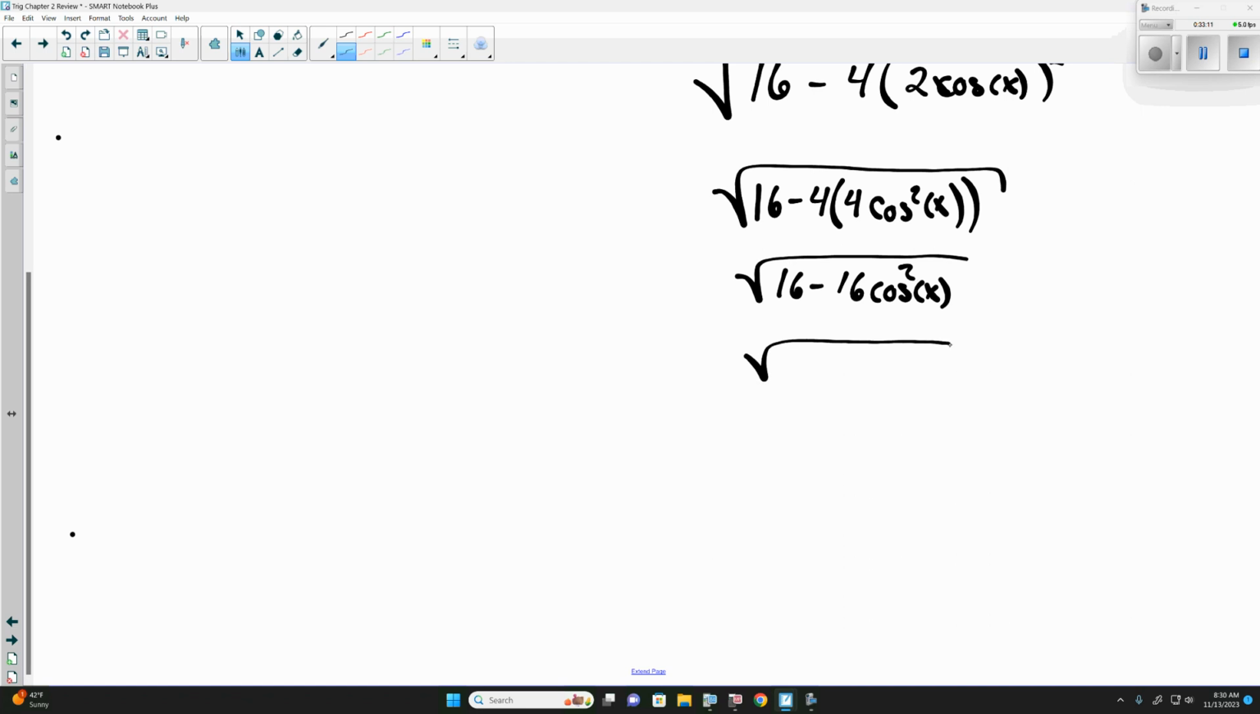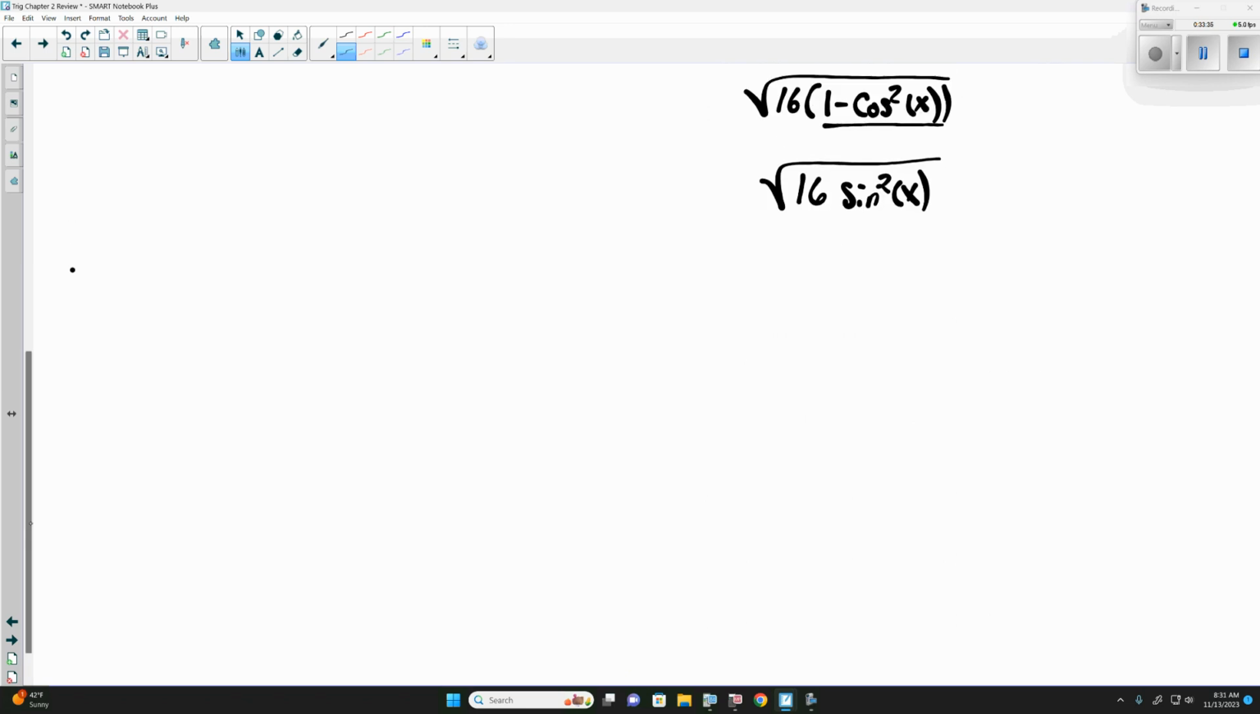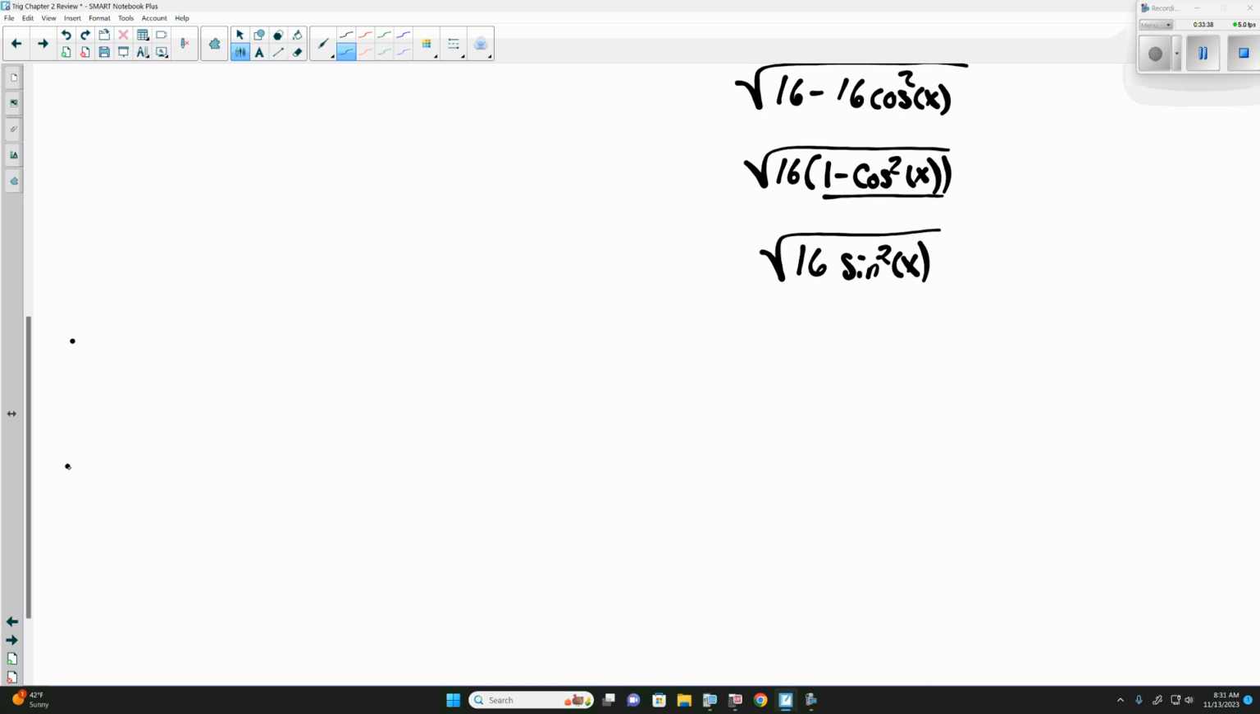Now to simplify it, we will factor the 16 out of both terms, giving us 16 times 1 minus cosine squared of x. We'll still have the 16, but our 1 minus cosine squared of x can be replaced with sine squared of x, because this whole process is just to simplify this radical, if possible. Now the square root of 16 is 4, the square root of sine squared is sine of x. So it simplifies to 4 sine of x.